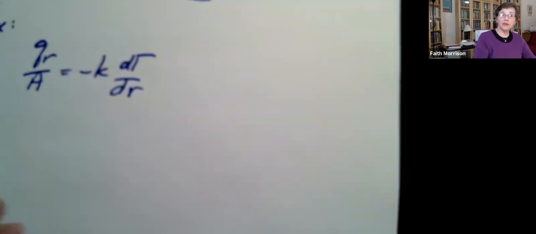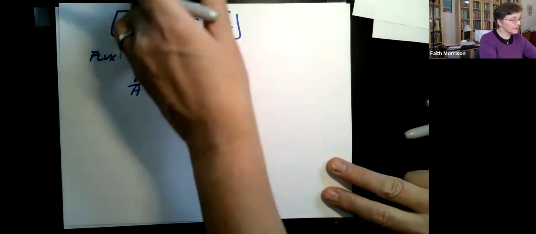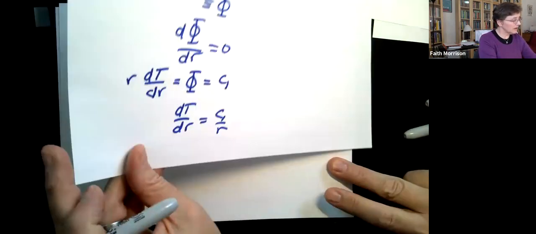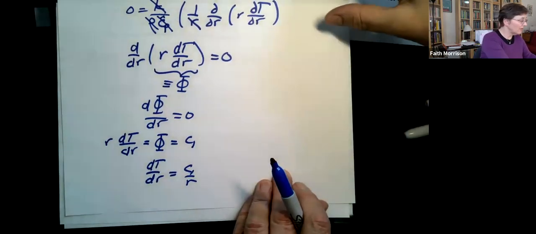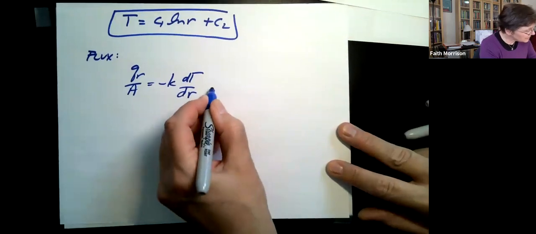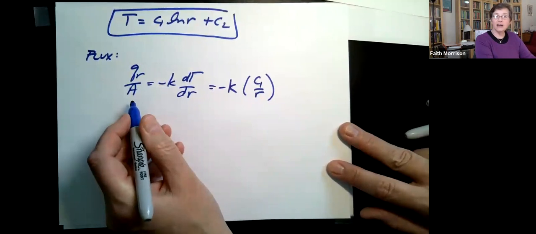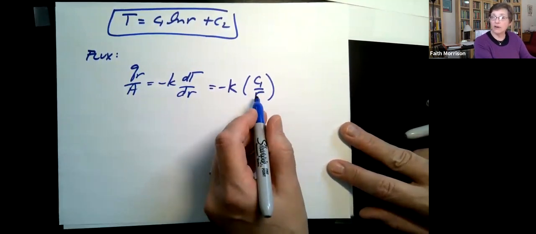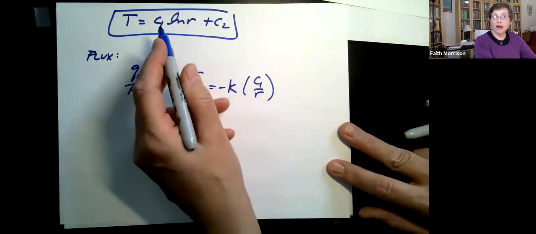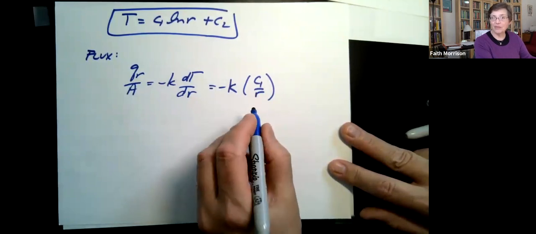Now, because we've been integrating, we could just go back through our calculation to get the derivative. We could also take the derivative of this, but I want to point out that if we just look one page back up, we have the answer for what dT/dr is. It's C1 over r. So this is equal to minus k times C1 over r. So the flux in 1D steady radial heat transfer goes like 1 over r. And once we apply the boundary conditions to get C1 and C2, we put the C1 in here and we've got the flux.